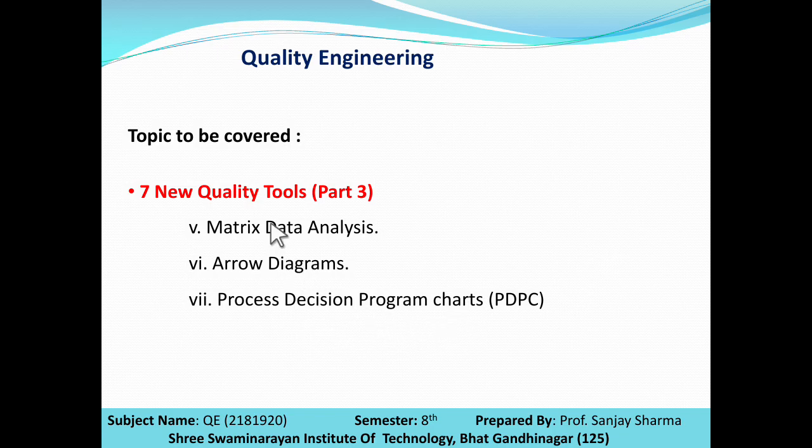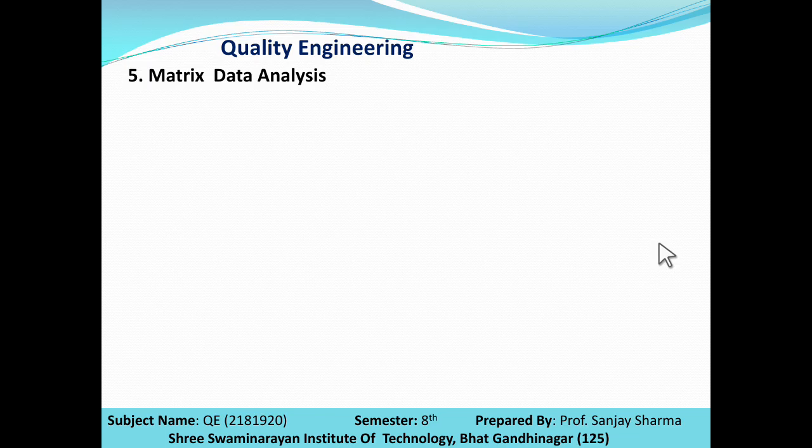Previously, in our last video, we saw the affinity diagram, relation diagram, tree diagram and matrix diagram. All those 4 diagrams were related to the quality check tools. Now here we will see the matrix data analysis, arrow diagram and the process decision program chart. What are they, and how do they play an important role in quality management and quality tools?